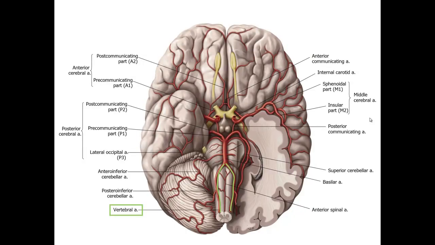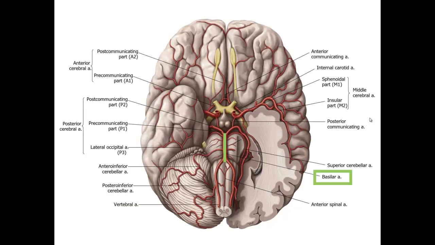It's a branch off the subclavian artery. It's coming up through the neck along the anterior aspect of the spinal cord, as we see in this picture highlighted in green. The two vertebral arteries on either side are going to combine to form our basilar artery just in front of the pons.